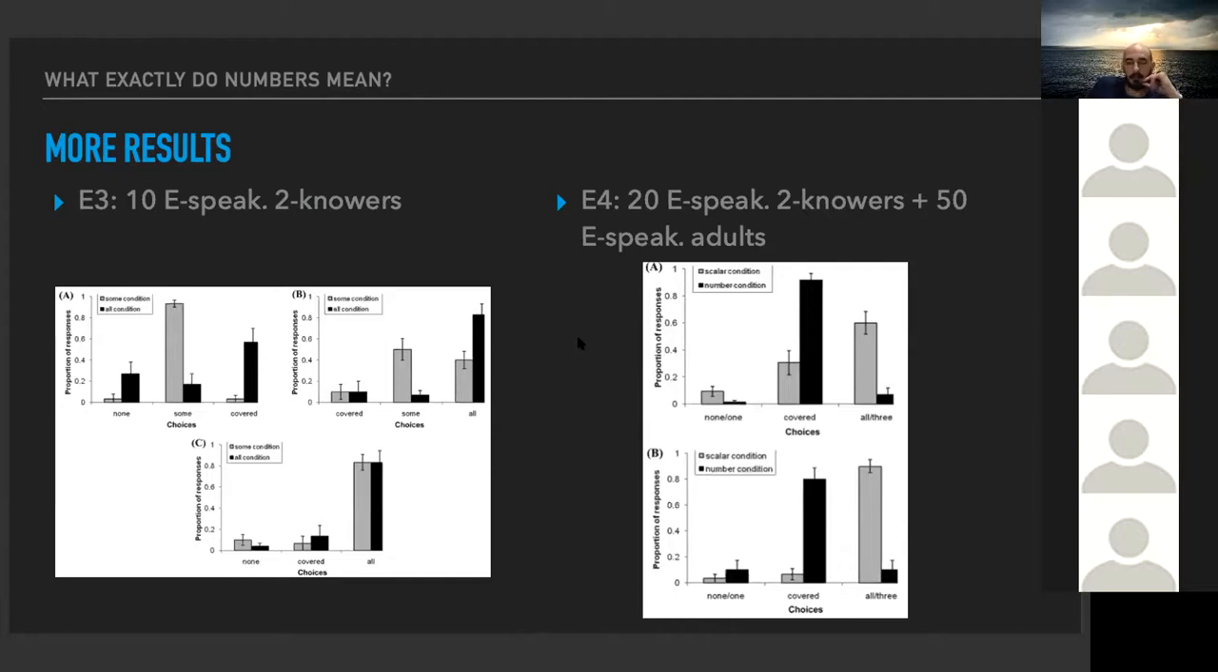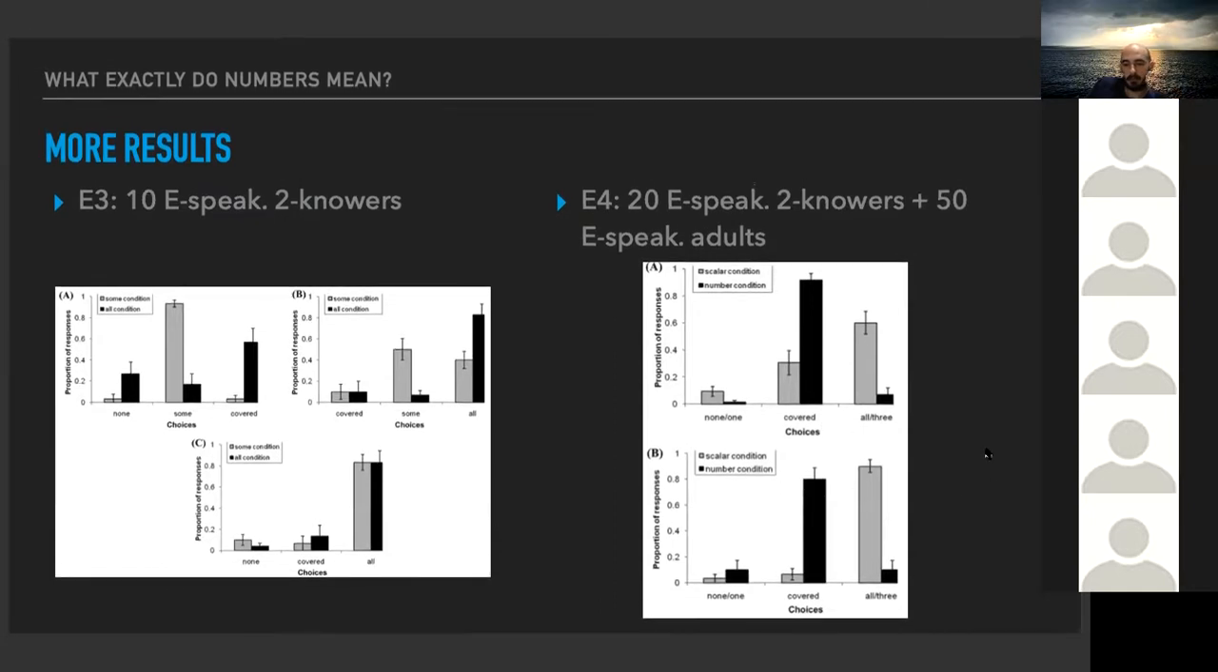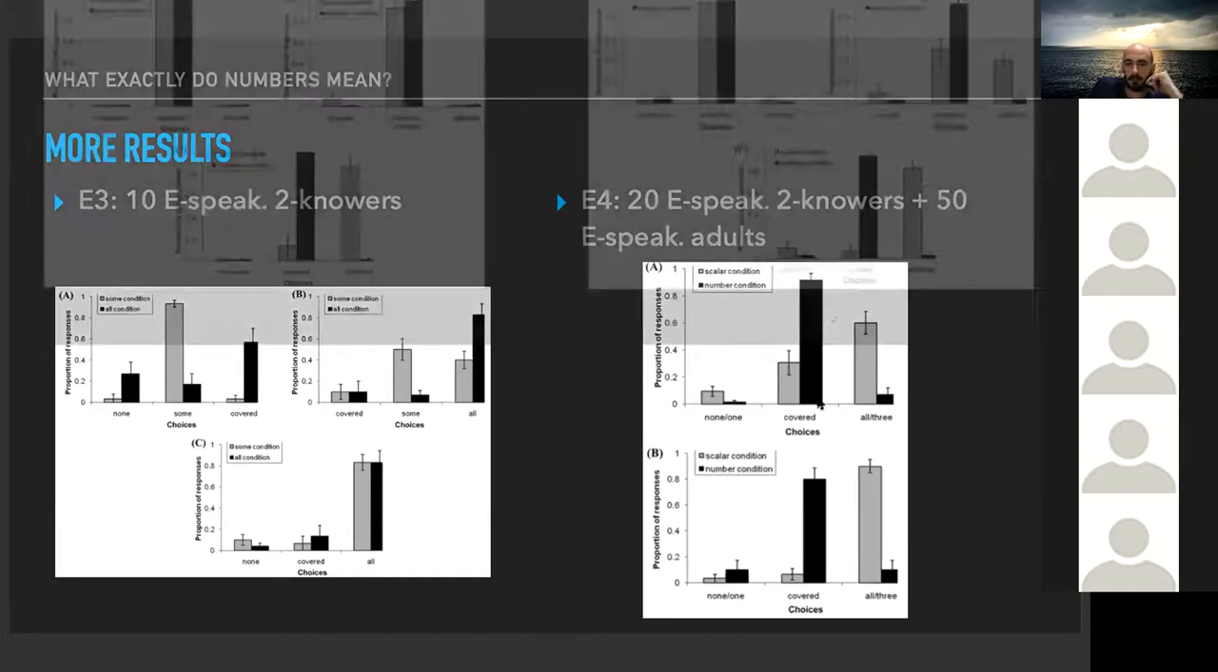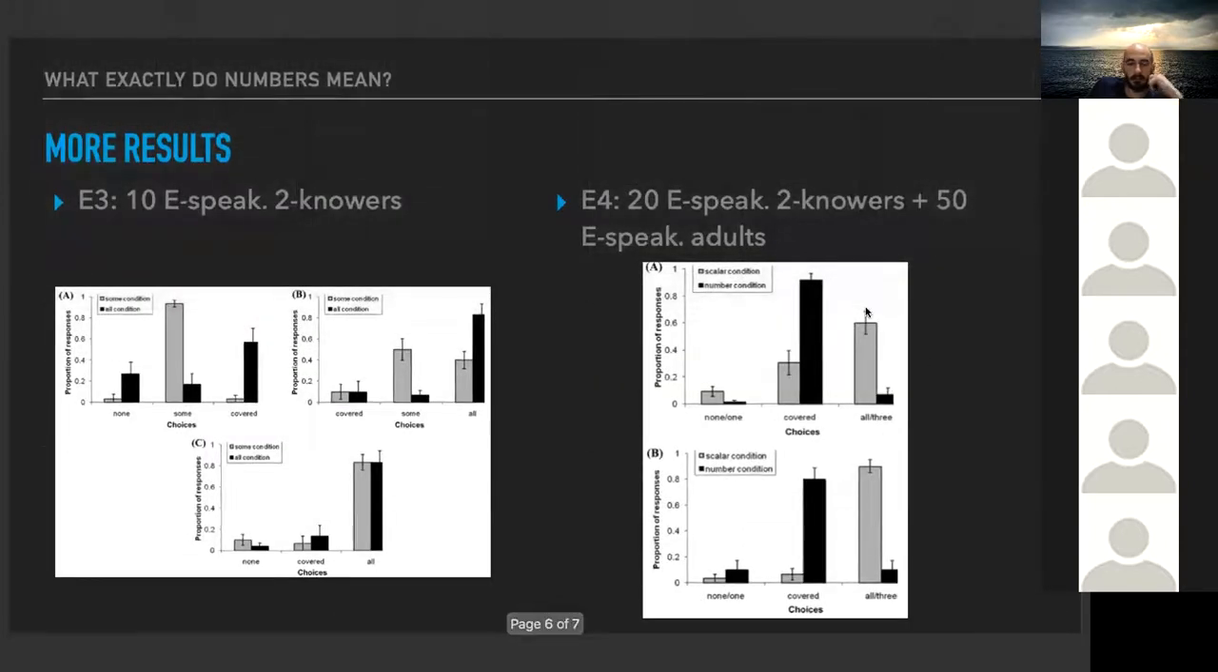All right, so those are the results of this experiment. In figure A, we see the results of the adults, and in figure B, we see the results of the children. And as you can see, it's almost the same concerning the numbers. This is only the figure of the test phase here.